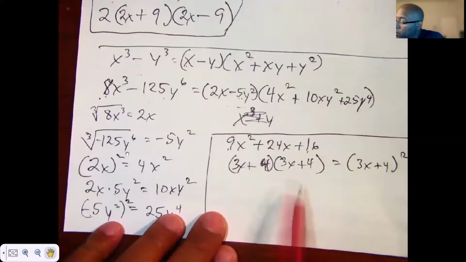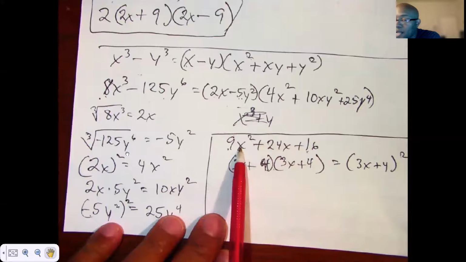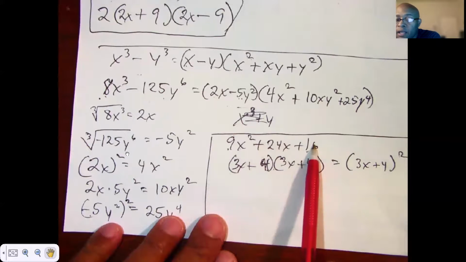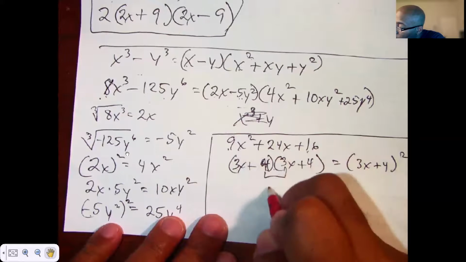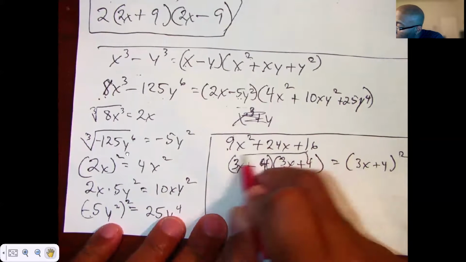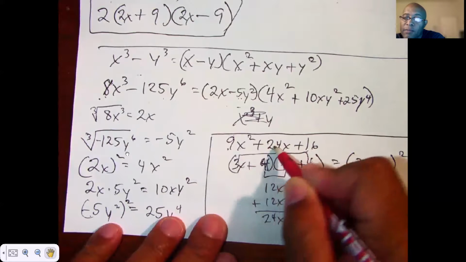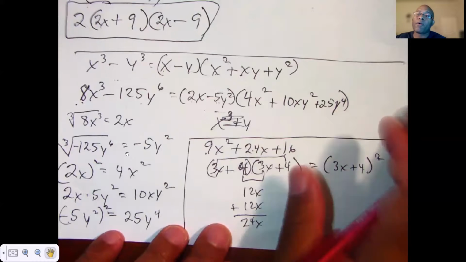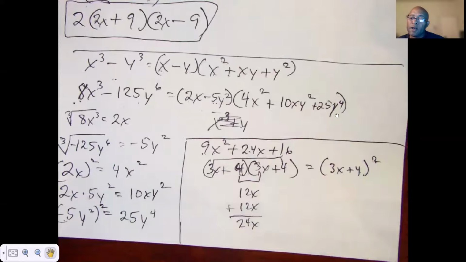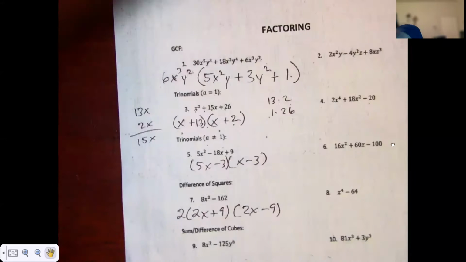Because it's a perfect square trinomial, 3 times 3 is 9. 4 times 4 is 16. Mr. Gamber, how are you getting the 24x? 4 times 3 is 12x. 4 times 3 is 12x. When you add them together, you get 24x in the middle. So it's 3x plus 4 in parentheses to the second power. That's not a difference of two squares. That is a perfect square trinomial. Okay, almost done.